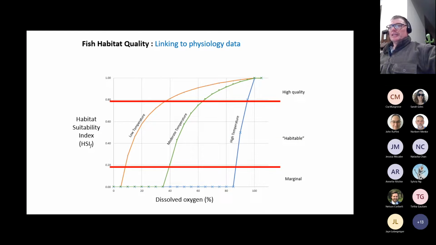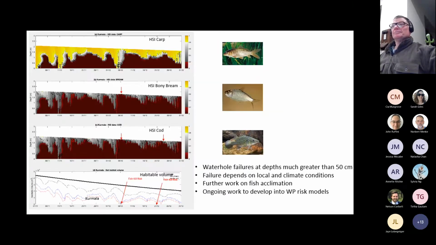Taking that information, the guys were able to develop a habitat suitability index, which varies depending on the water temperature, and is based on how much dissolved oxygen there is in the water. So for each species, there are a series of curves at different temperatures, classifying the conditions into high quality, habitable, or marginal and intolerable conditions. And then these were applied to the models, the oxygen and temperature models.